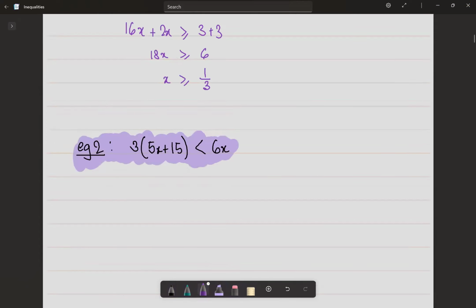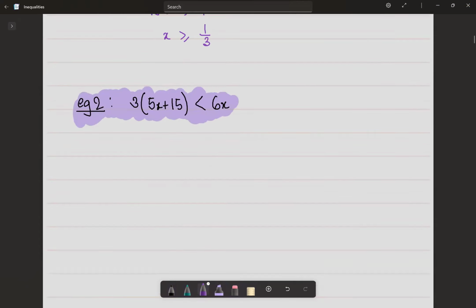If we take a look at the next one, we know that in order to solve this kind of inequality, we first have to multiply. So 3 into 5, it's the normal technique of expansion. 3 into 5 gives us 15x plus 3 into 15 would give us 45, which is less than 6x. Now this 6x will go to the other side.